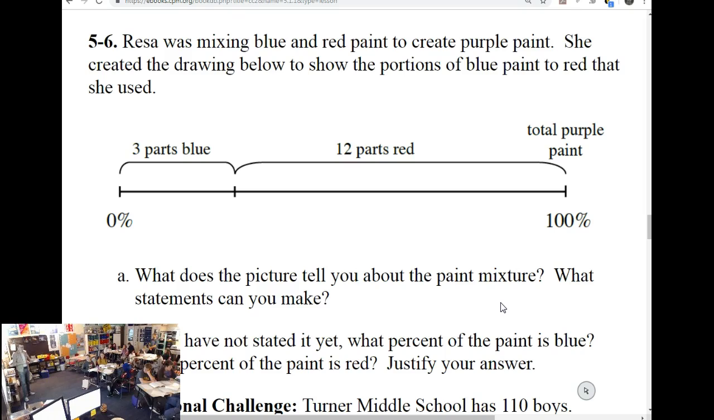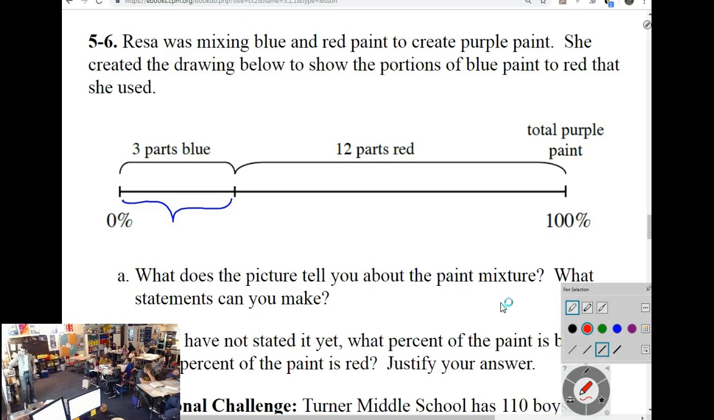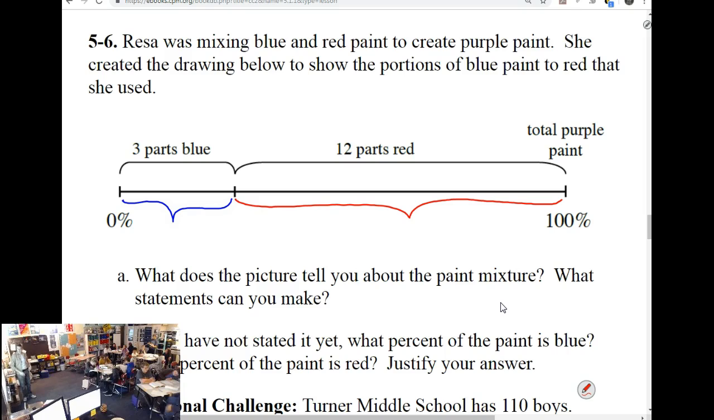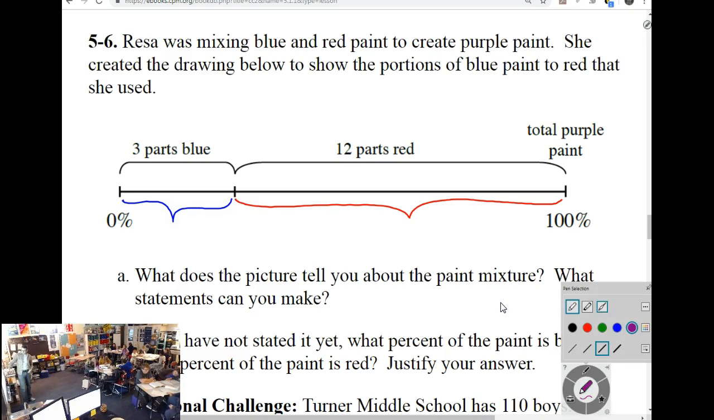So take a moment with your team, fill in what percent would be here, and I'm going to make it red, what percent would be out here. Take a moment with your team, figure that out. Now you might need to start by saying what really is up here.